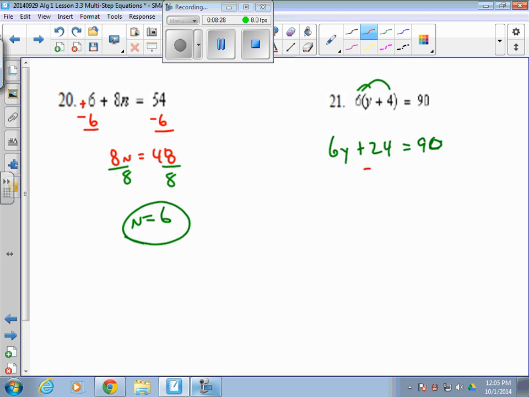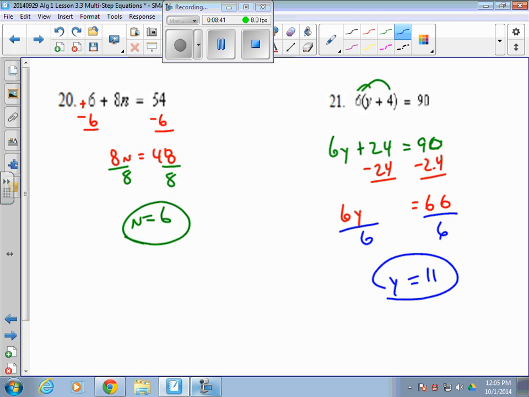Undo plus 24 by subtracting it. Six y equals 66. Undo 6 times something by dividing. 66 divided by 6 is 11.